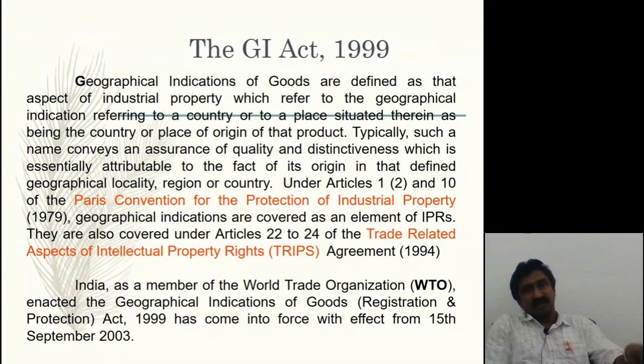So the quality of that particular article or the product is linked with the geographical location. So in that case, it is protected: that article or product which is well known with its place of origin is actually protected by the Geographical Indications Act of 1999 in India.